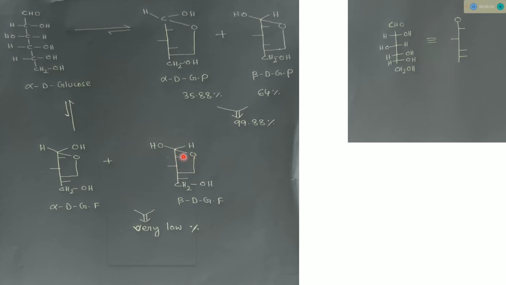These are OH groups. This is known as alpha D glucofuranose, since the OH group is on the right side. This is beta D glucofuranose, since the OH group is on the left side.